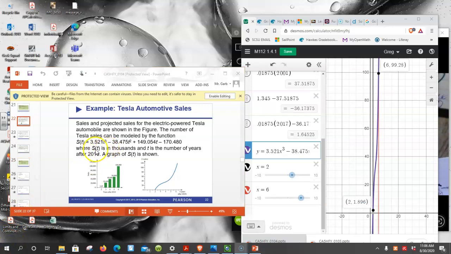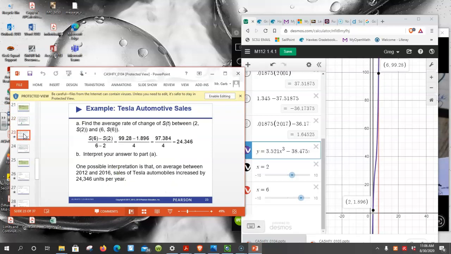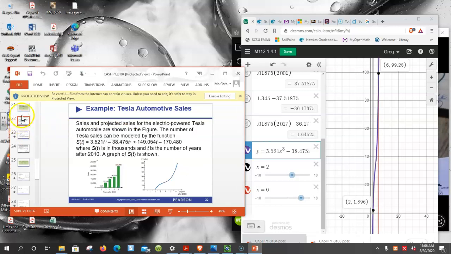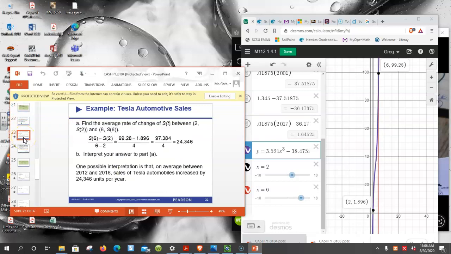Okay, so here's an automotive example where they give you a big messy function. You can type that into Desmos right here, and then it's saying the number of Teslas in thousands can be modeled by the number of years after 2010. So x stands for the number of years after 2010, and S of t, or y, stands for the number of Teslas made in thousands. So what do they want to know? They want to know the rate of change between 2 and 6. So 2 years after 2010, in 2012 and 2016, what's the average number of cars being made per year?